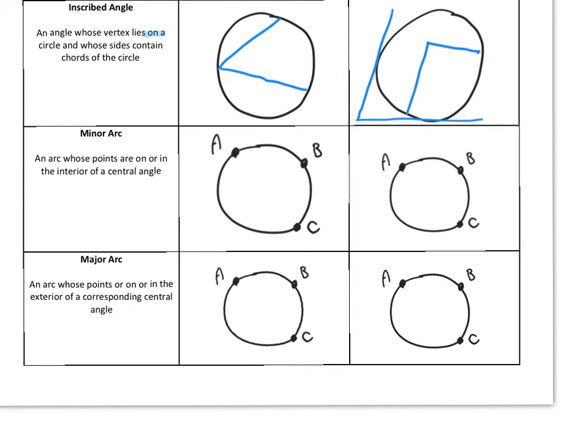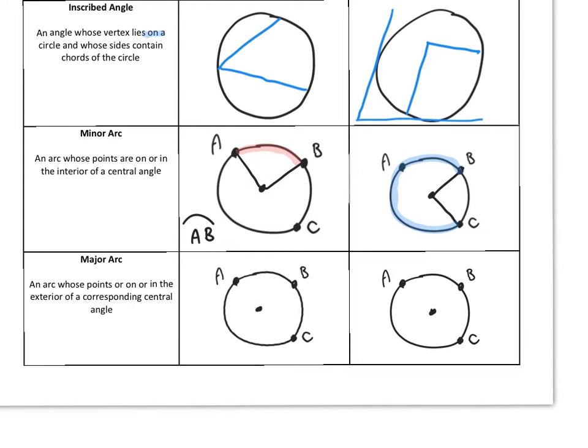Arcs are just a section of the circle, and the points of a minor arc are going to be on the interior of a central angle. So here I've got a central angle, and it's subtended by a minor arc. We would call that arc AB. So this arc would not be considered a minor arc. This is what we call a major arc.